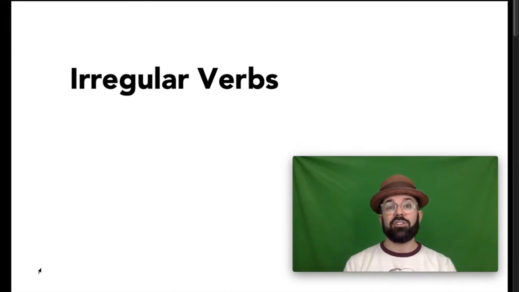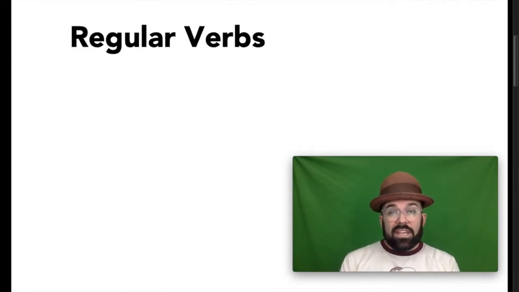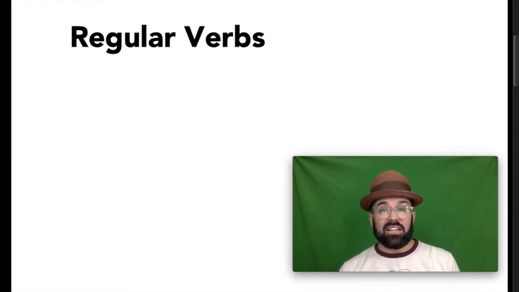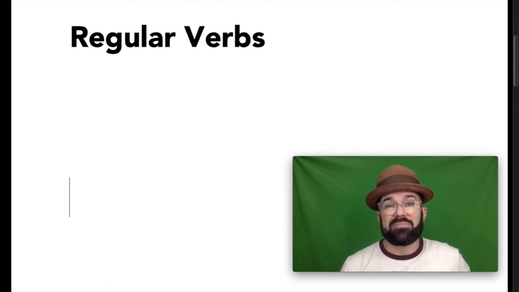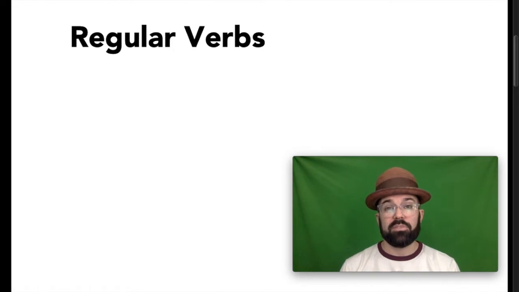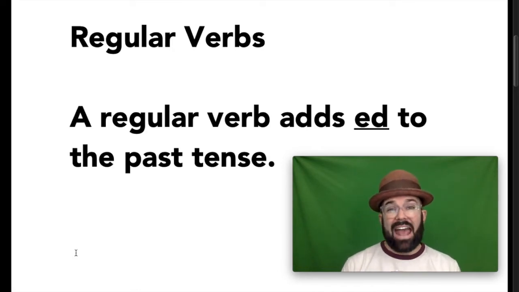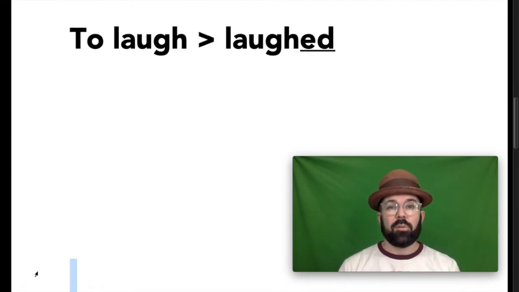But first, to understand irregular verbs, let's do a quick review on what regular verbs are. Regular verbs are verbs that we just usually add an ending to or leave alone in order to conjugate them to agree with a subject. Mostly what we're going to be talking about is past tense verbs, because the irregular verbs are typically past tense or past participle. And for regular verbs, to make it past tense, we usually just add the letters ed to the end of it. For example, the verb to laugh.